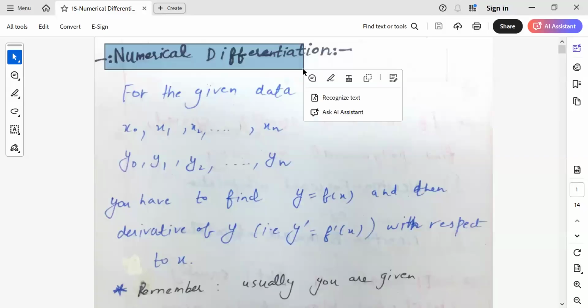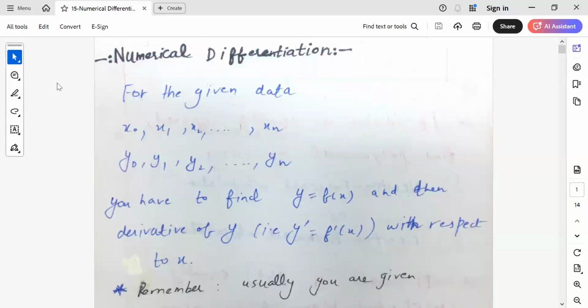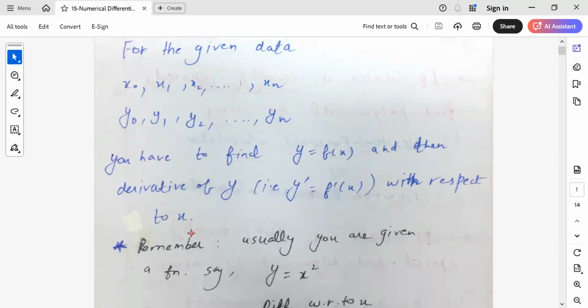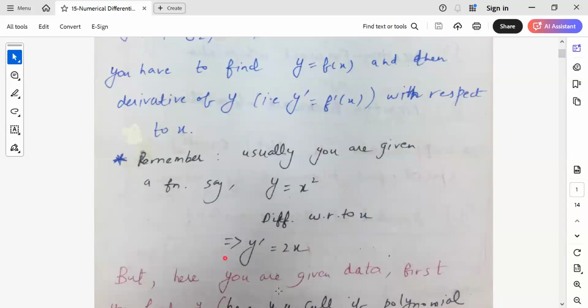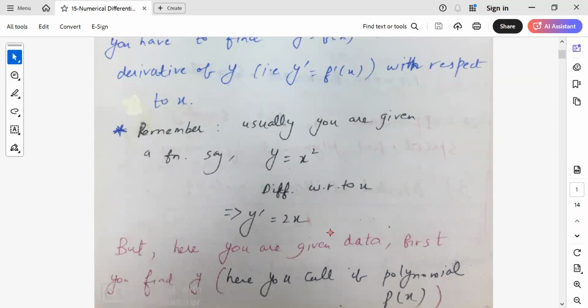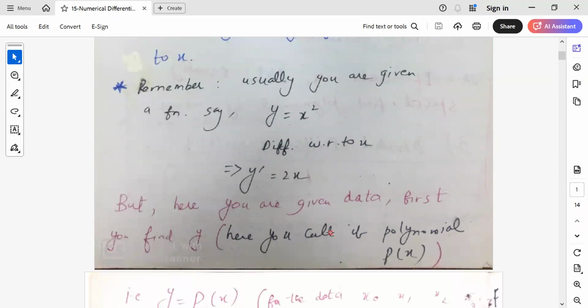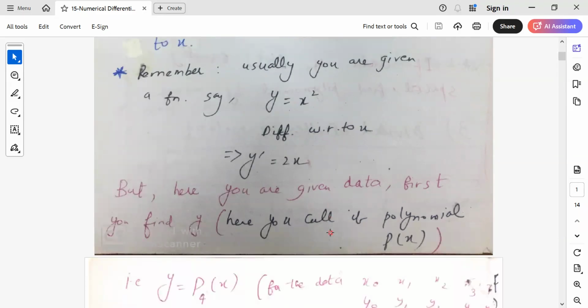So our new topic is numerical differentiation. For the given data, you are given values x0, y0, x1, y1, and so on. You have to find y equal to f of x and then the derivative of that function with respect to x. Remember what we normally do: we are given a formula y equal to x squared. If I differentiate this one, I will get 2x. We will use the power rule, but in our case, we are only given the data. So first we will find the polynomial and then we will differentiate it.